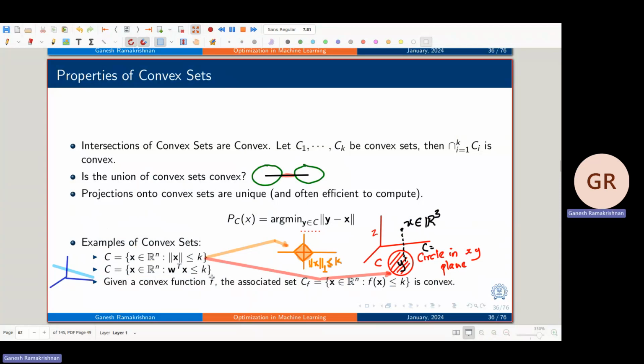I'm sorry, yeah. I showed that example in projection, and then this is a hyperplane. I didn't show this, the hyperplane, and so on.